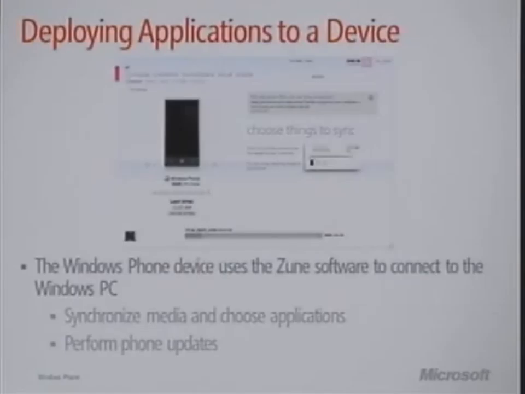Finally, for deploying applications to a device, you do have to have the Zune software installed on your machine. That's how it knows which device you're actually connecting with. It also includes all of the drivers for the phones to be able to communicate with them. So you plug your phone into your computer, it brings up Zune, and you can communicate between the two of them.